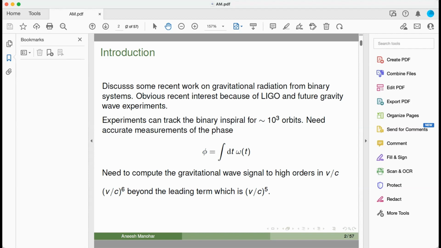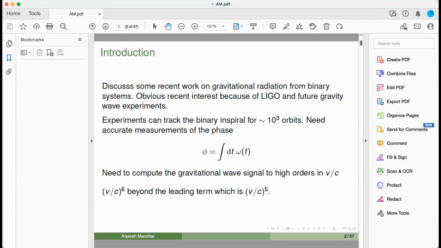obviously, there has been a lot of interest in gravitational wave physics because of the amazing discoveries by LIGO. And it's important to get very accurate calculations of the radiation from binary inspirals. And the reason is that experiments can track the phase of the binary inspiral for many orbits, and a small change in the phase when you integrate it over many orbits can build up over time.